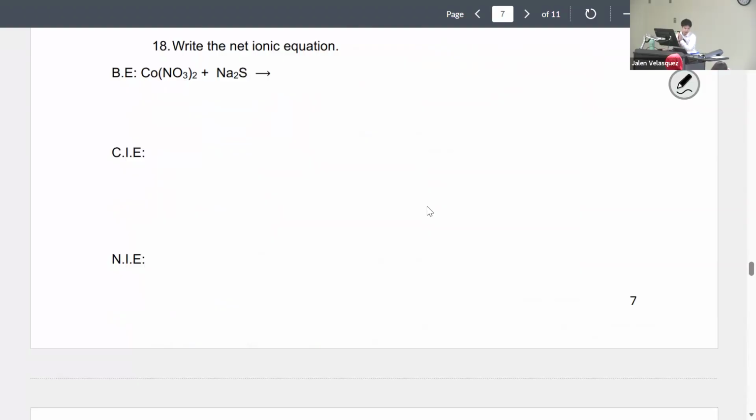Okay, number 18 here. Write the net ionic equation for this reaction. So what are my products? Right, so remember, to write net ionic equations, we write a balanced equation, complete ionic equation, and net ionic equation. That's what these letters are standing for. So I give you the reactants, right? So what are the products going to be?